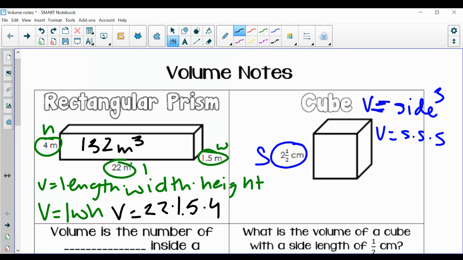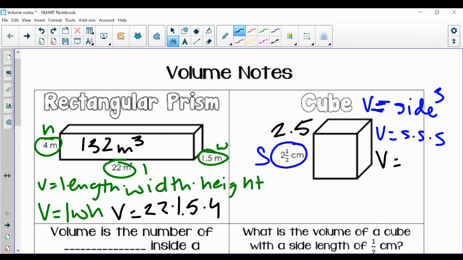So when you look at it, our side length is 2 and 1/2. Well, how can I take that fraction? Because who really likes working with fractions? Not me. How can I take that fraction and change it to a decimal? Well, say it. What is it? It's 2.5. Well, how do you write 2 and 1/2 as a decimal? 2.5. Okay, so now that's easy peasy lemon squeezy.